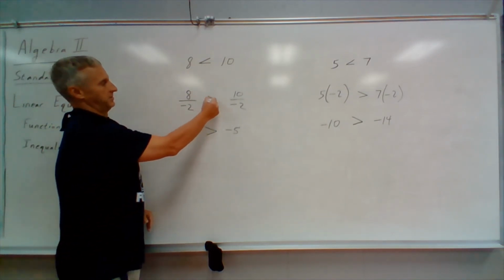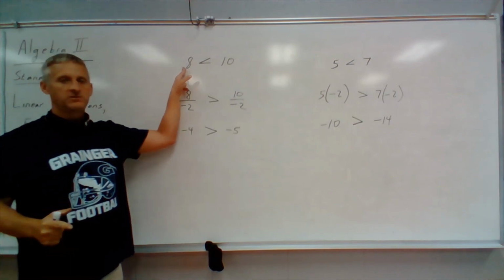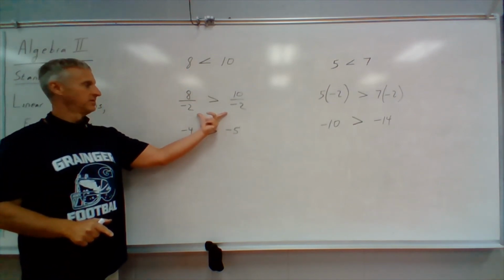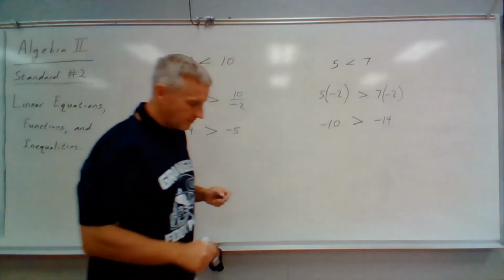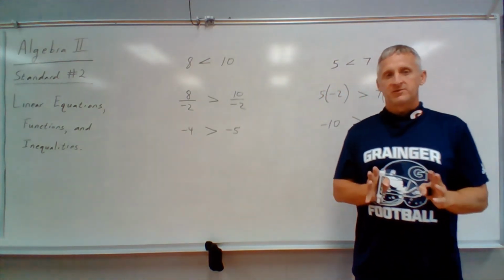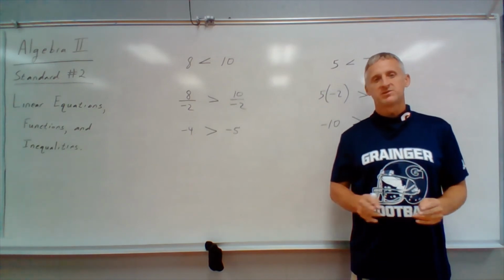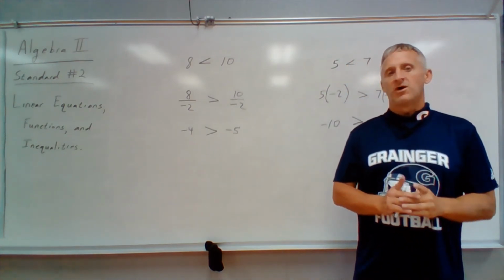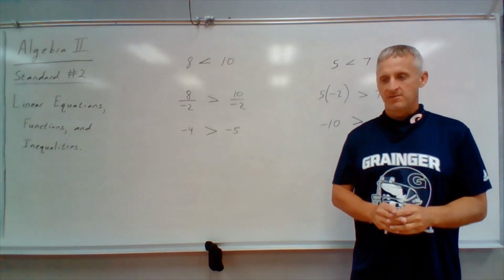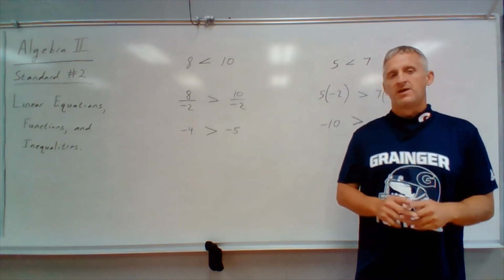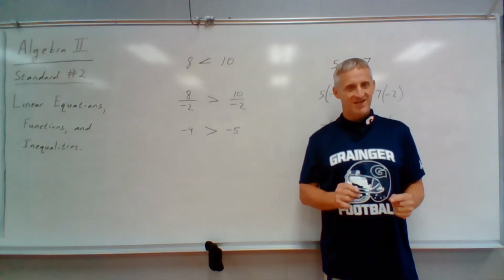So if you start with a true inequality, and you multiply or divide by a negative number on both sides, you have to change the way your inequality points. You have to flip it. Okay, so let's review that. If you have a true inequality, you are always allowed to add or subtract the same number to both sides of that inequality. You're always allowed to multiply or divide both sides of an inequality by any positive number. However, if you multiply or divide an inequality by a negative number, you have to change the way that the inequality points. You have to flip it.